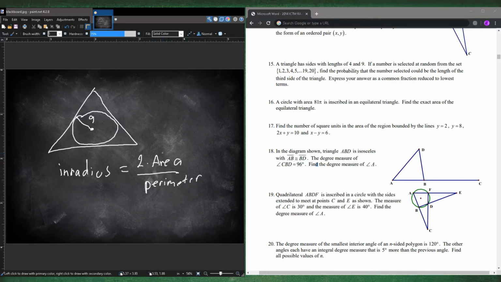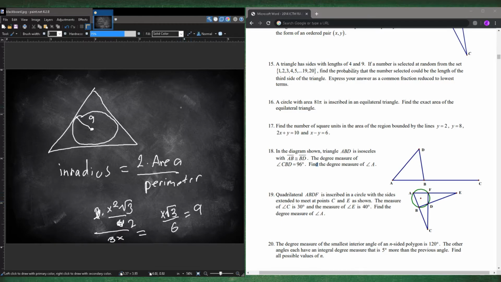Okay? So the area of an equilateral triangle, which I brought up before, is x squared square root 3 divided by 4. And the perimeter is just 3x, right? Because x is the side length. So that means we have 2 times that, and this 2 cancels out with this 4 to make a 2. So x square root 3 divided by 6 is equal to our inradius. And our inradius is equal to 9.